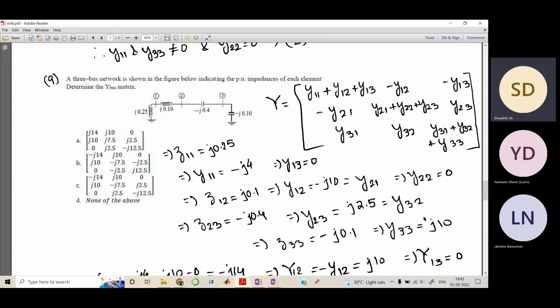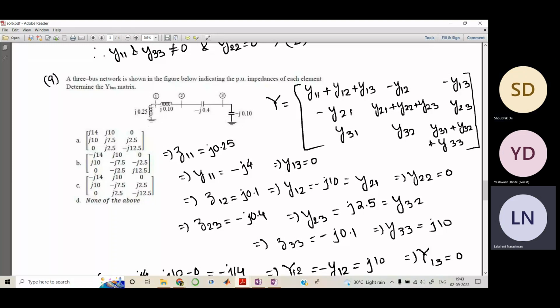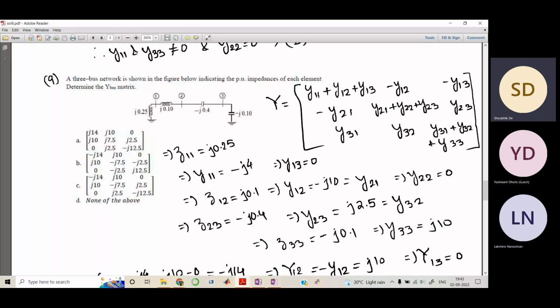So here it is. This is also a pretty simple problem, but a bit lengthy, since you have to find out this bus admittance matrix as a whole. They have shown us this diagram here. This is bus 1, this is bus 2, and this is bus 3. Clearly bus 1 would have a shunt element, and bus 3 would also have a shunt element, since there is a capacitor and an inductor connected to ground from bus 3 and bus 1.